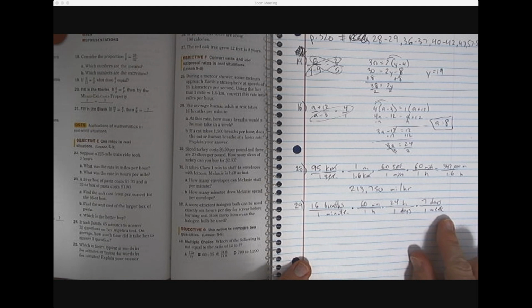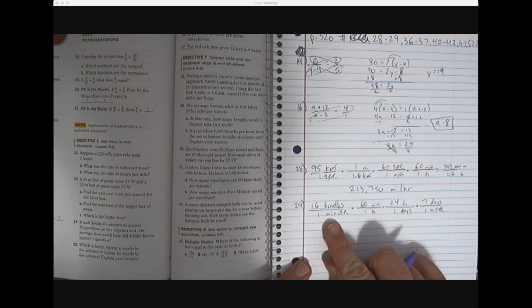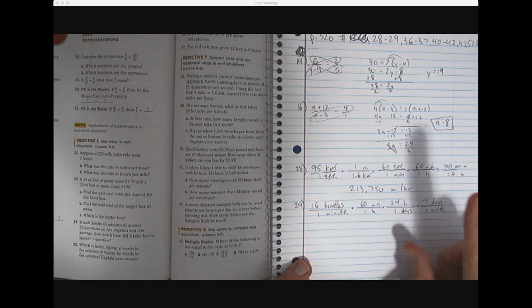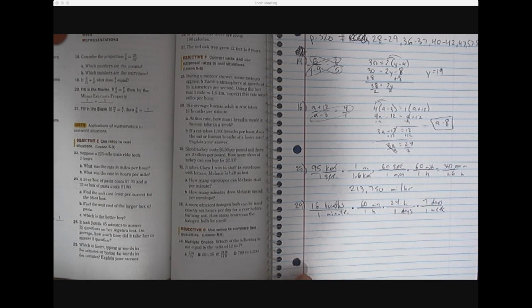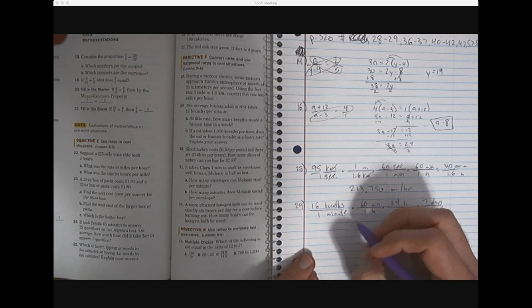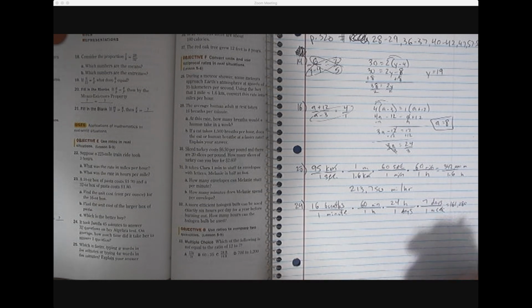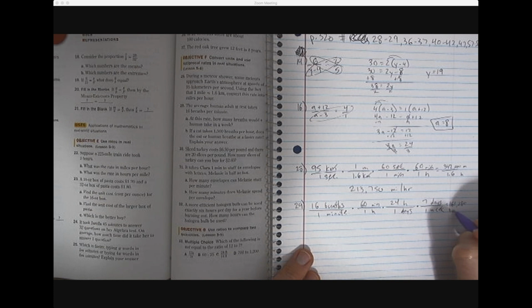it's all ones. So we're going from 16 breaths per minute, and we're going to go to an hour by multiplying by 60. Multiply by 24 to get a day, multiply by 7. So let's run this across here. 16 times 60 times 24 times 7. Total of 161,280. And that's breaths per week.